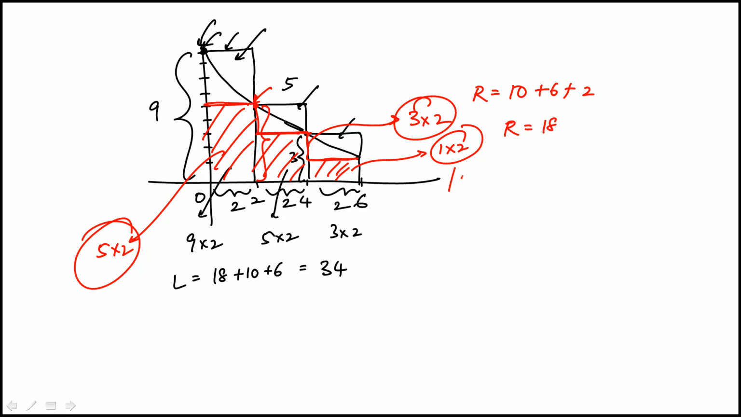So R is 18. They're looking for the absolute value of their difference, which is 34 minus 18, which is 16. And that's answer choice D.